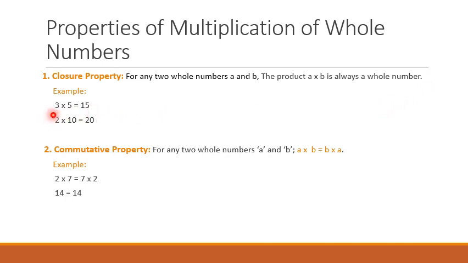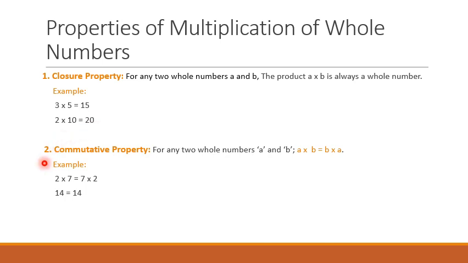Say here I have taken two whole numbers 3 and 5. If I multiply them, their product is 15, which is again a whole number. Similarly, if I multiply 2 and 10, then the product is 20, which is again a whole number. So if you multiply any two whole numbers, the product is a whole number only.